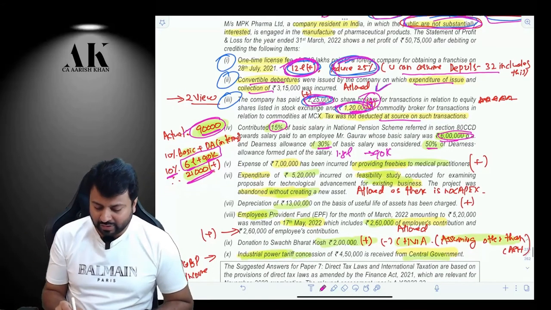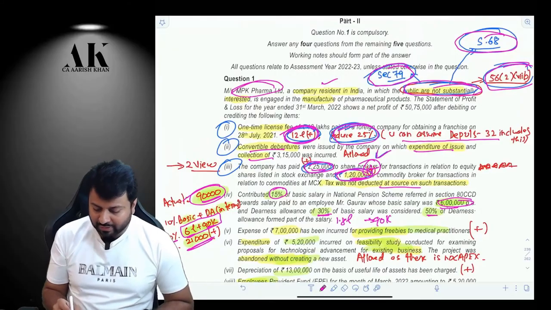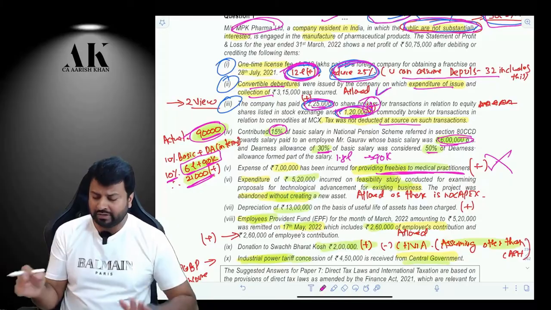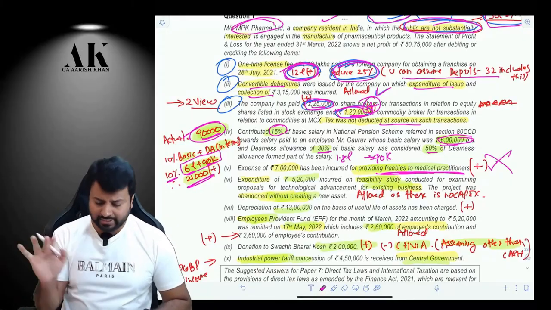Okay. Next. You are a pharma company, and therefore you are making some payment as freebies to medical practitioners. Not allowed, not allowed. Even the Finance Act 2022 has clarified that it is not allowed as a deduction.